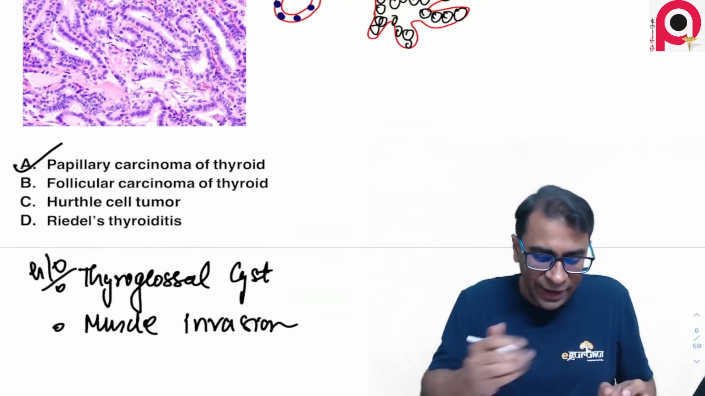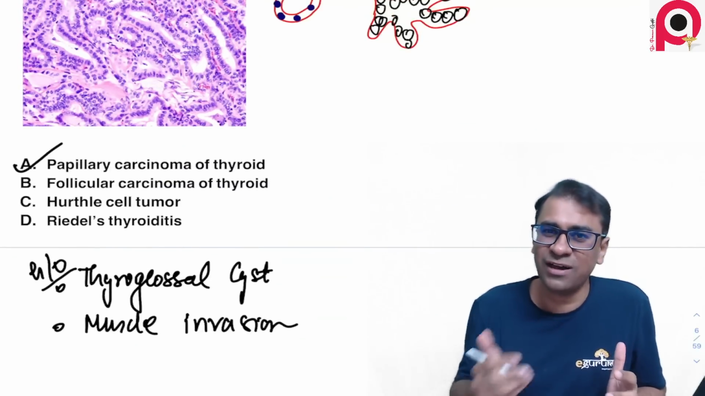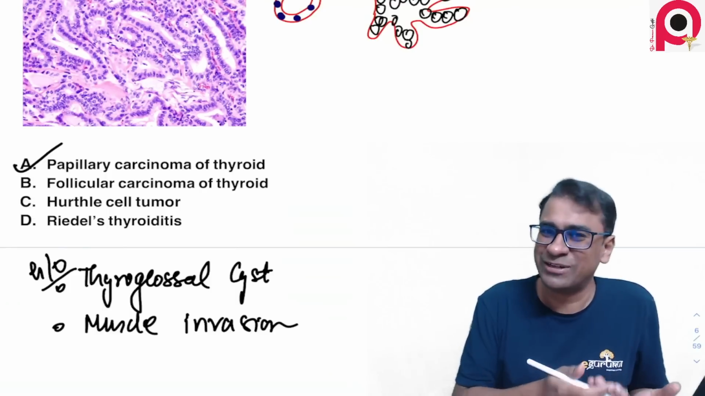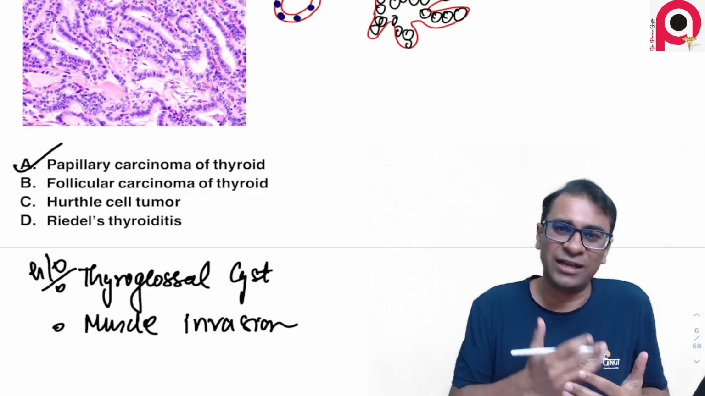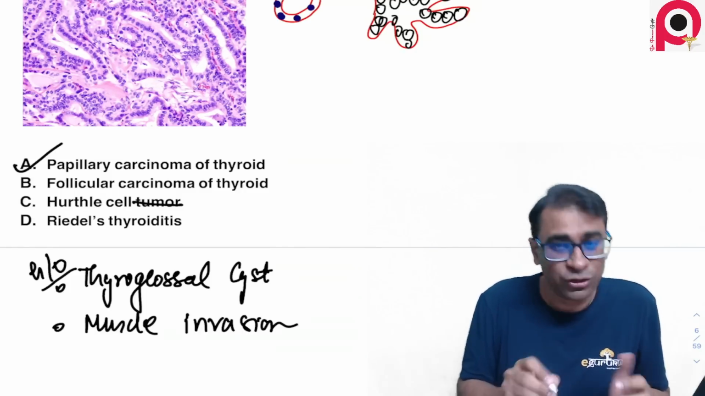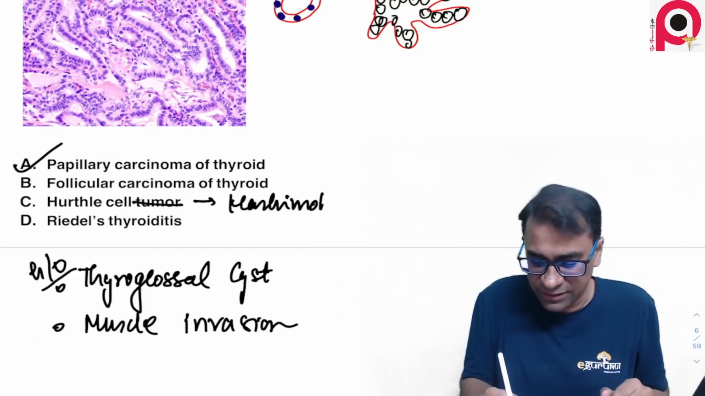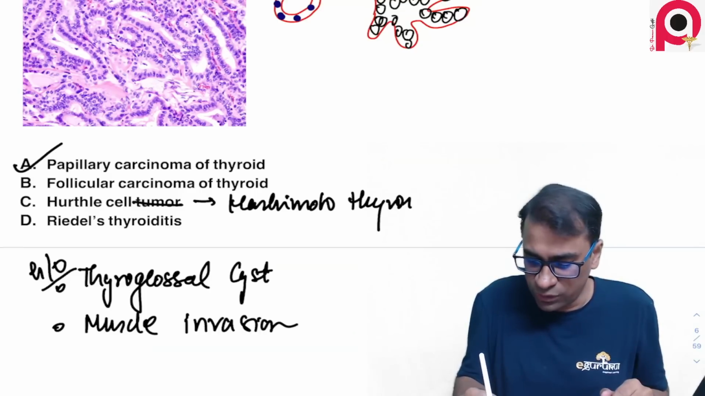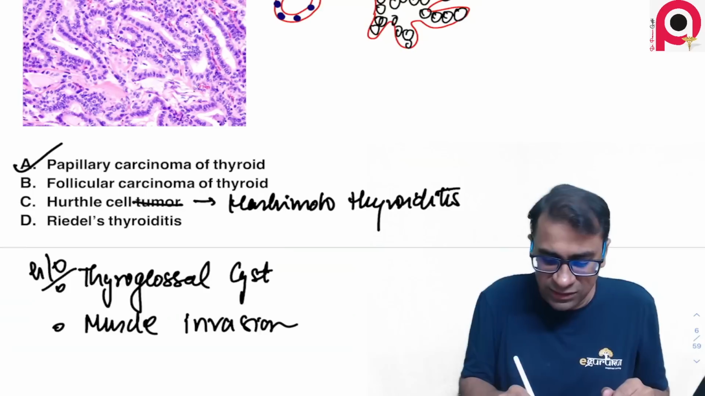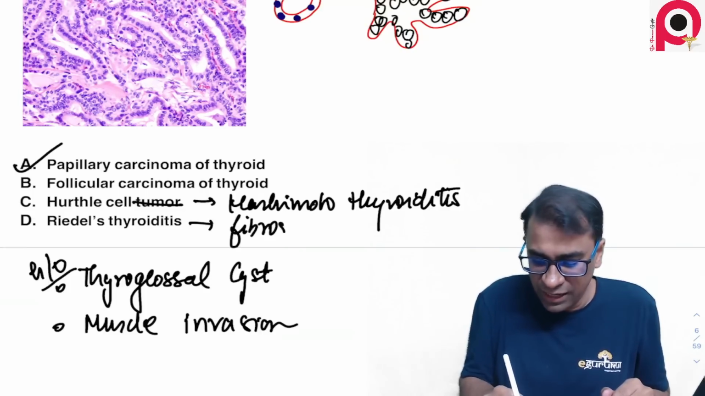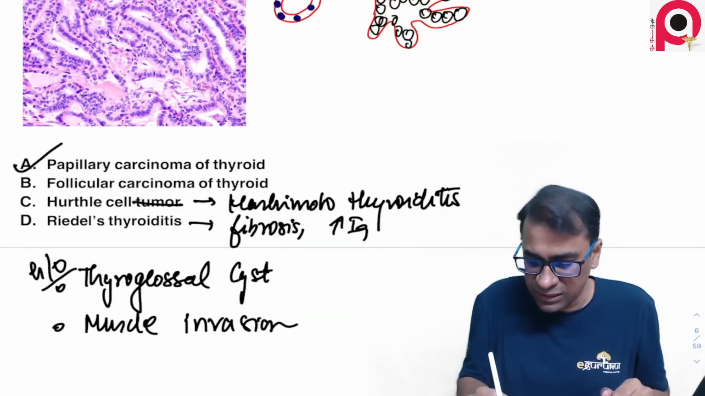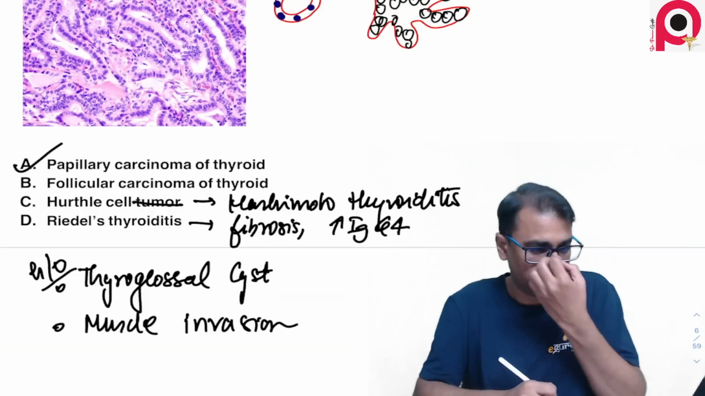Sir, why is it not a Hurthle cell tumor? First of all, Hurthle cell tumor is not an actual term. The term is follicular carcinoma. The Hurthle cell finding is not a tumor actually. It is seen in Hashimoto thyroiditis. Okay, Hashimoto thyroiditis. And sir, why is it not Riedel's? Because this shows fibrosis of the gland, and this will always show you an increase in immunoglobulin G4 levels.